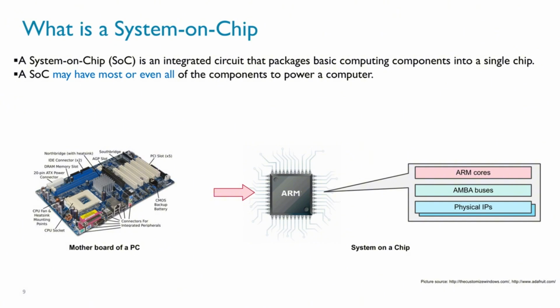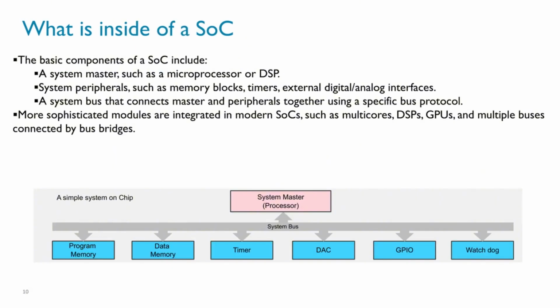Think of them as ready-made components for things like USB control, video processing, or Wi-Fi connectivity that designers can integrate into their SoC. Because all of this is packed into one package, a single SoC can be a complete computer system. This is why the second point says an SoC can have most or even all of the components to power a computer. It's this amazing level of integration that makes our modern mobile devices, like smartphones and tablets, possible. They are incredibly powerful computers, but they don't need a huge motherboard because almost everything is contained within that one SoC.